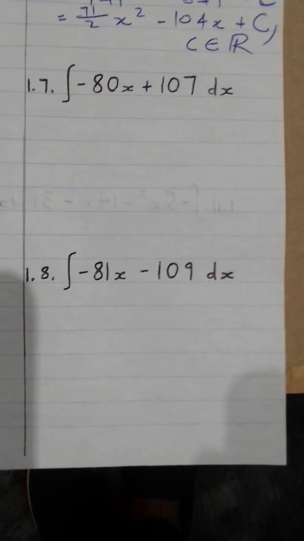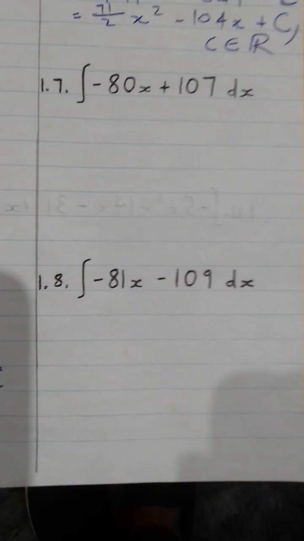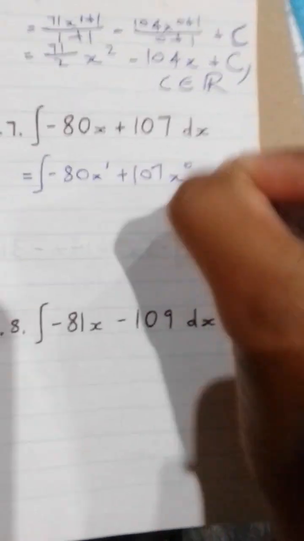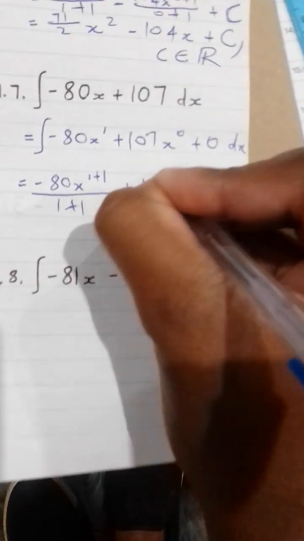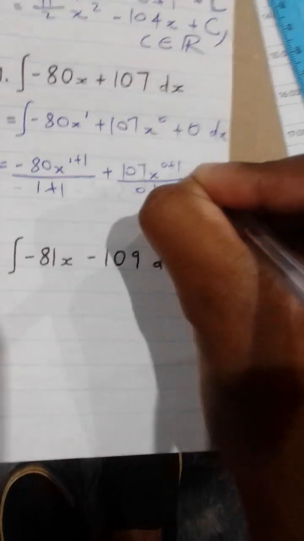1.7, the integral of negative 80x plus 107 with respect to x. So this is going to be the integral of negative 80x to the power of 1 plus 107x to the power of 0 plus 0 dx, right? Then you drop the integral as well as dx. We have negative 80x 1 plus 1 over 1 plus 1 plus 107x to the power of 0 plus 1 over 0 plus 1 plus c.